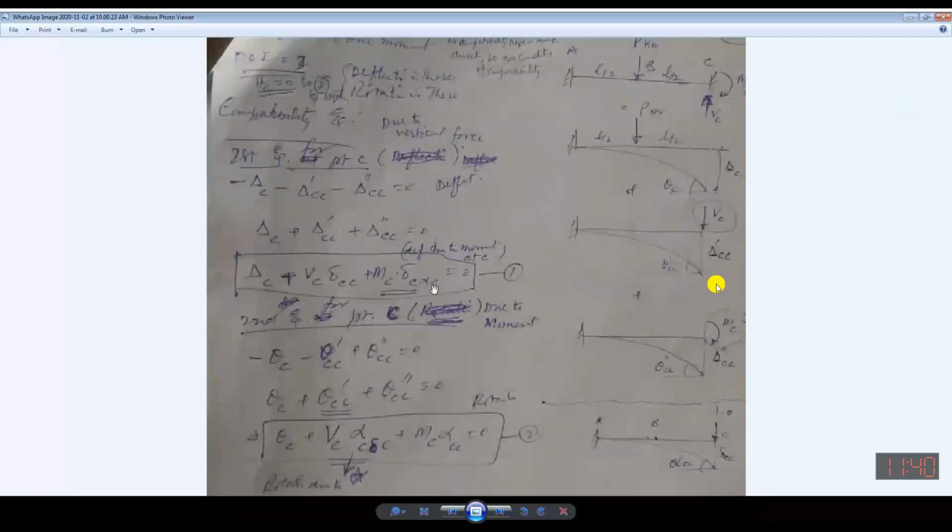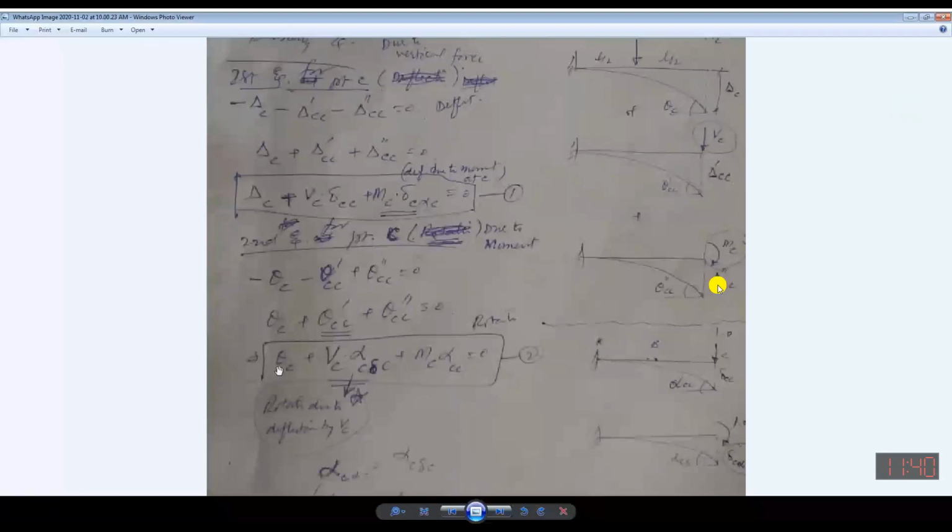For the second equation, theta CC must be equal to 0. The direction is the same. All may be taken negative or all may be taken positive. And what is this one? I can define it: it is theta C due to applied loading in the primary structure. This is VC, and this is the rotation at point C.